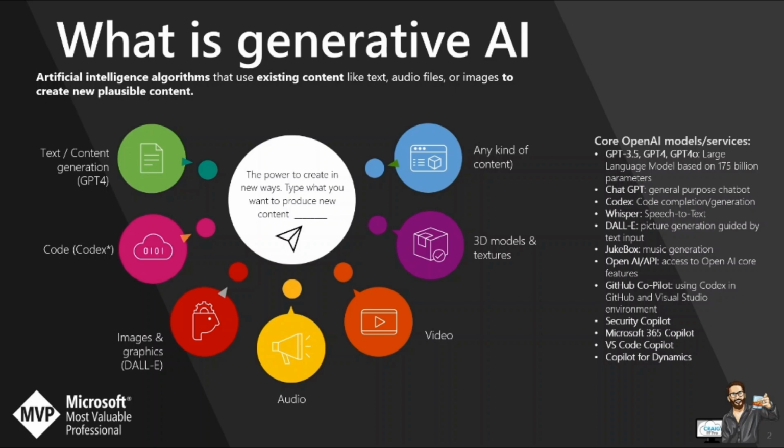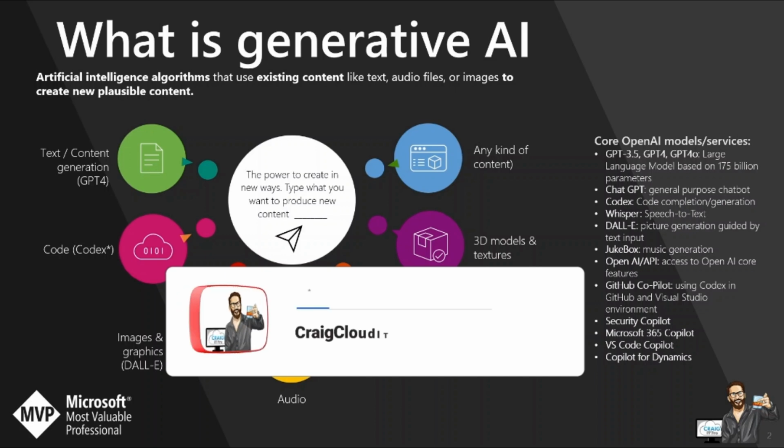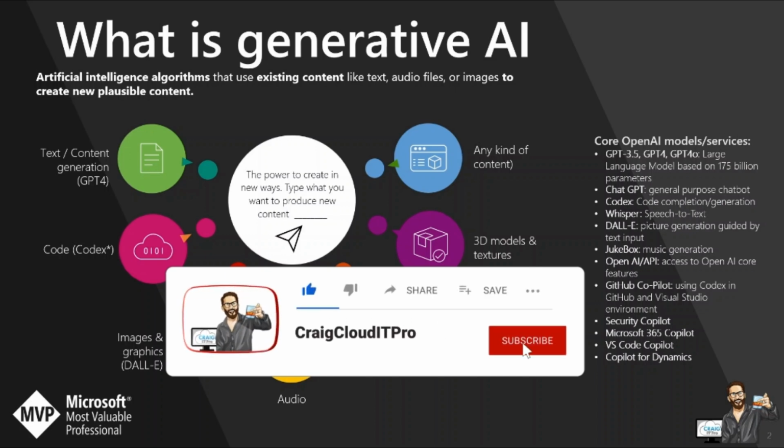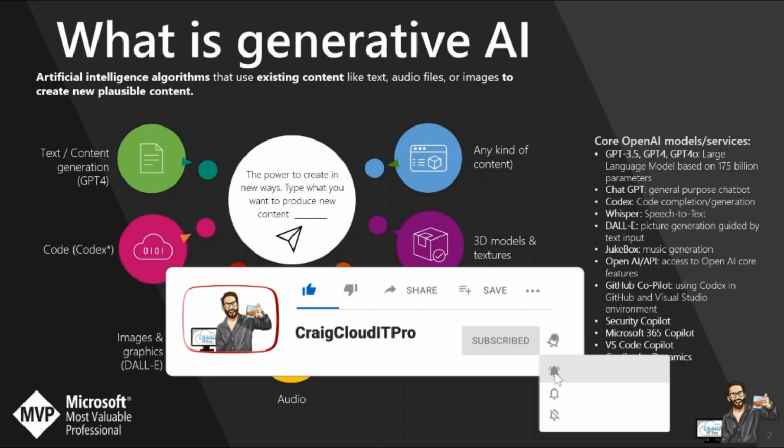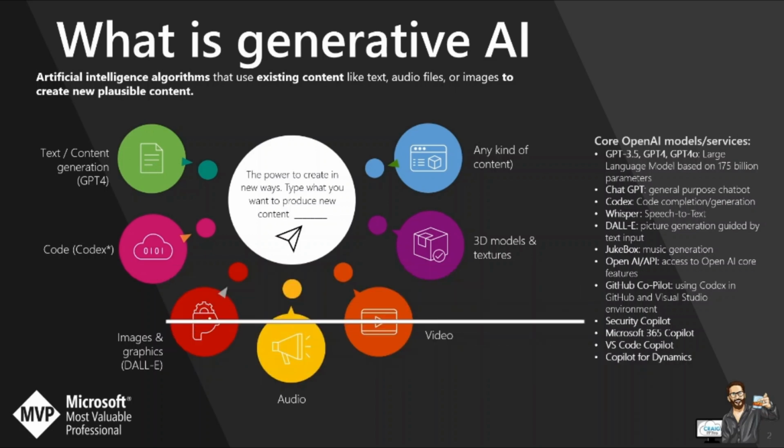Gen AI can be applied to text and content generation, utilizing models like GPT-3, GPT-4, GPT-4o to create written content. Then you have code, so you can use Codex for code completion and generation. Image and graphics can be created using DALL-E based on textual descriptions. Then you have audio, which helps generate sound and music through models like Jukebox. And then video, which helps create video content.